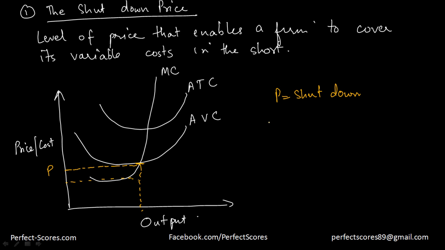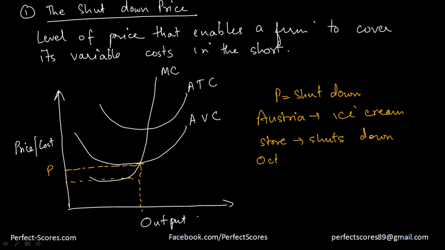Now there are many examples of a firm shutting down. In Austria, there is an ice cream store which shuts down in the month of October, because the revenue that it generates is lesser than the variable cost it incurs, and it starts again in the month of January and February till the month of September. Now, why does it shut down?